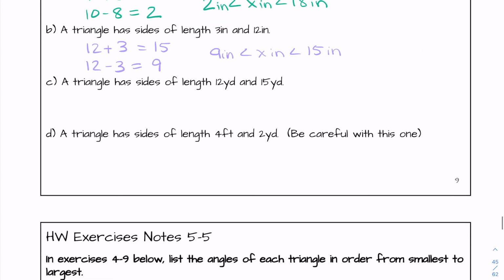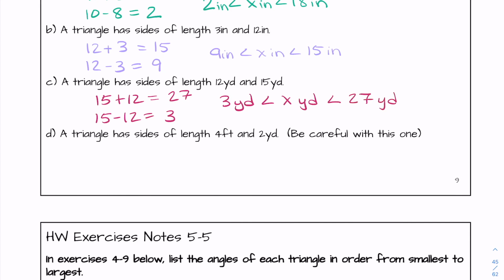So we have 12 and 15. So for 12 and 15, we'll do 15 plus 12 and 15 minus 12. I want to make sure I always put the 15 first, because I always want my side length to be positive, so greater than 0. So 3, I don't want negative 3, I want 3. So it's going to be 3 yards is less than X yards is less than 27 yards. So it needs to be somewhere between 3 and 27 yards.